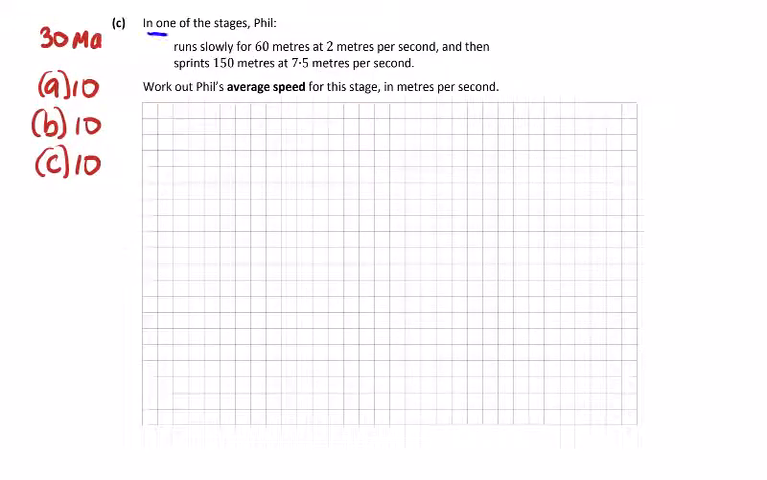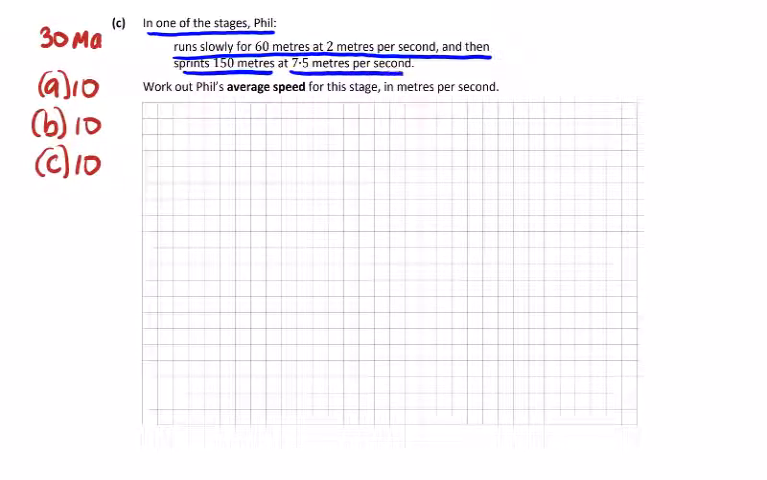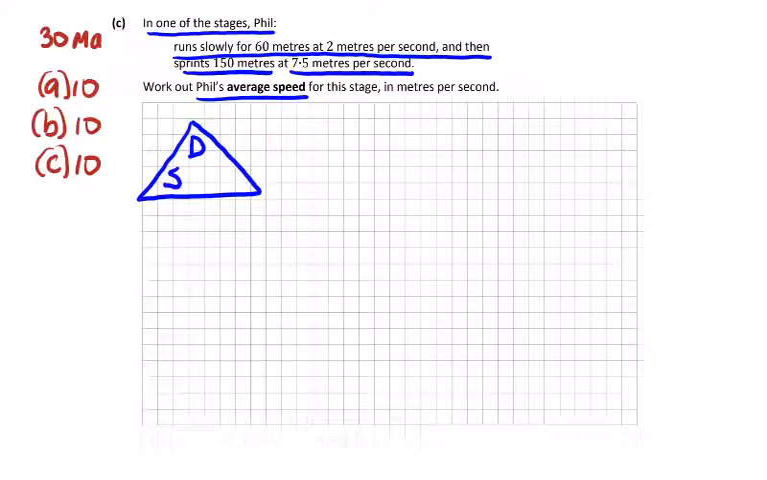In part C, in one of these stages, Phil runs slowly for 60 at 2 meters per second and then sprints 150 at 7.5 meters per second. Work out average speed. So average speed, I always get you to draw the triangle. Distance, speed, which is average speed, and time. Speed, based on our triangle, is distance over time.